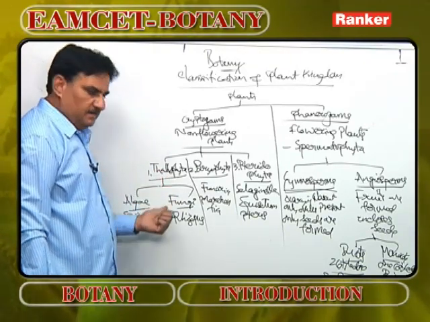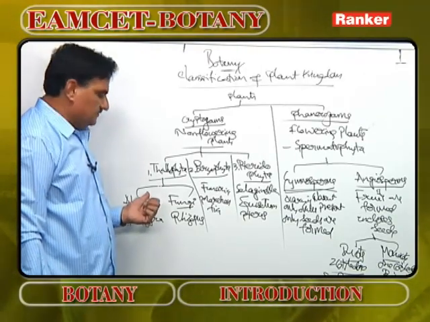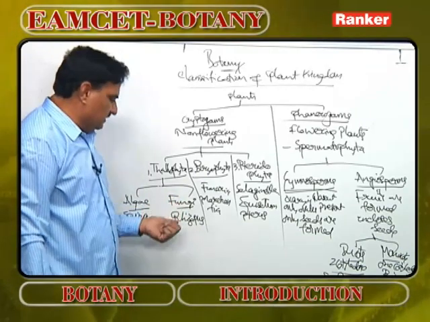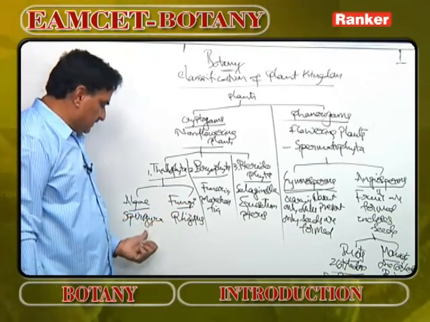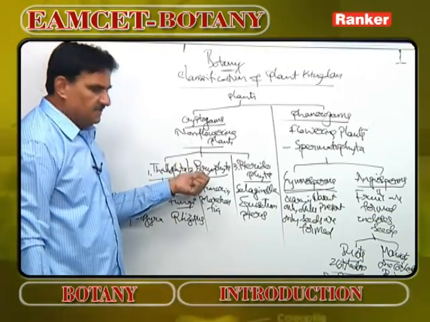It is divided into algae and fungi. Algae are autotrophic thallophytes because they are green in color and perform photosynthesis. Fungi are heterotrophic thallophytes. They cannot synthesize food material because they are non-green. Examples: Rhizopus, Spirogyra.